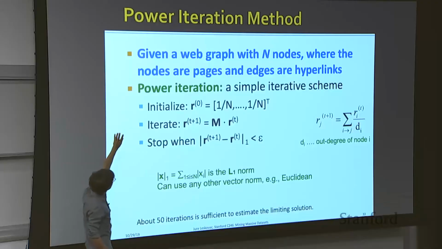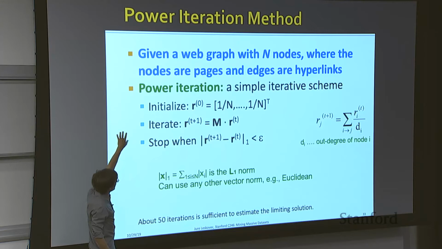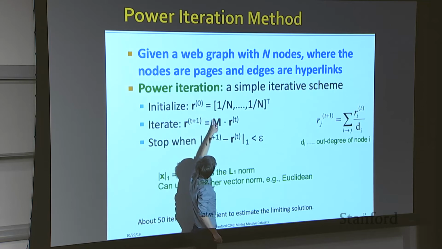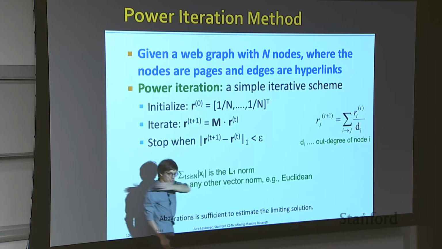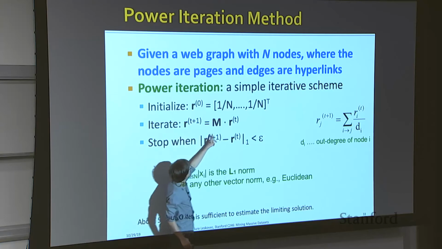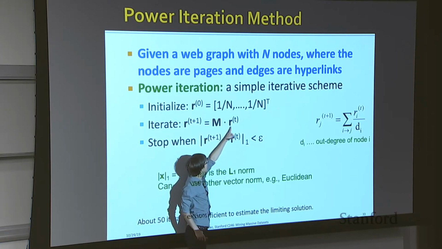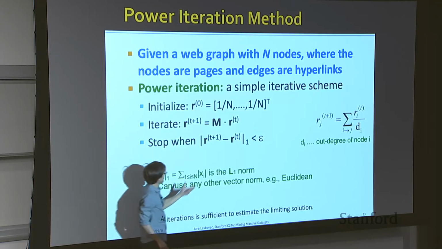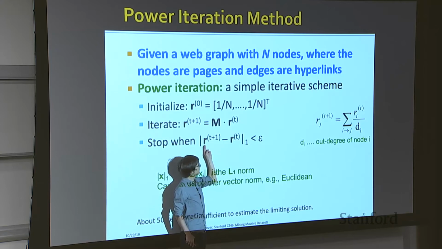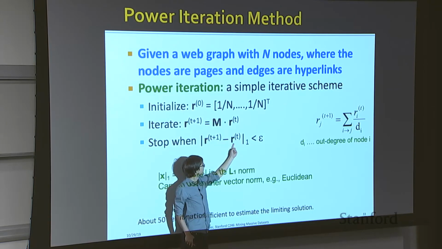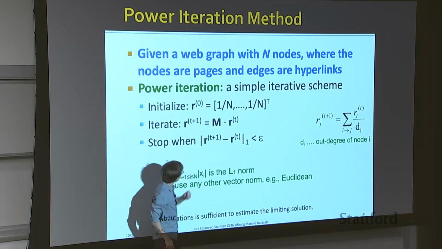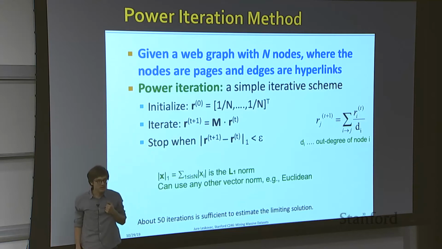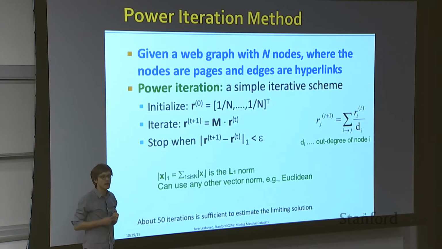Given a graph with n nodes, all we do is the following. We initialize our r(0) to be some vector, let's say 1/n, just uniform. Then we iterate r(t+1) = M·r(t), and we keep iterating until we converge. What does it mean to converge? The difference between the vector at time t+1 and the vector at time t is less than epsilon. In practice, this iteration will converge in about 50, 100 iterations, and will be done.